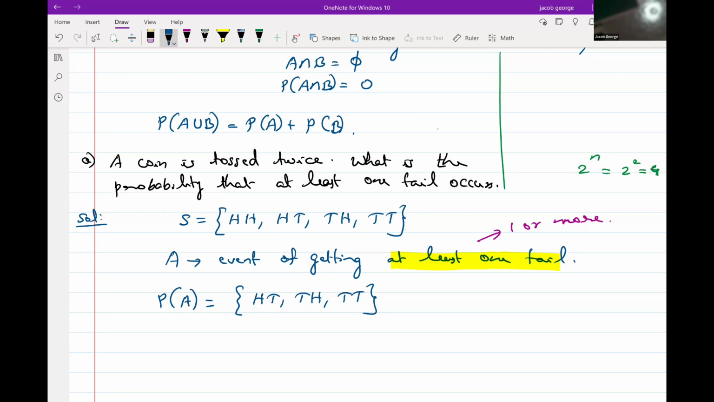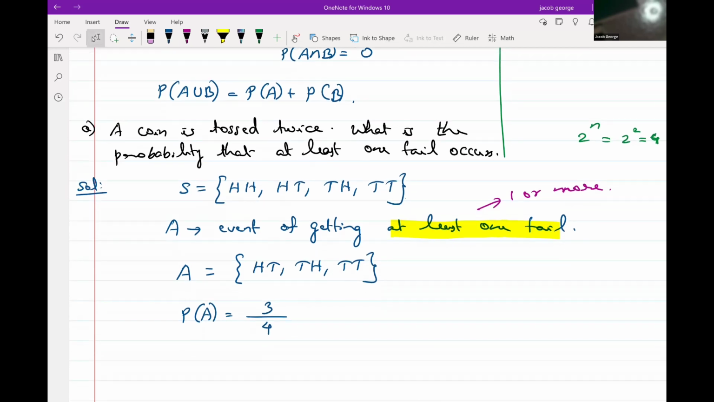Now, sorry, this is not P of A, instead A. We just listed out A here, and then we have to write P of A. In the next line, P of A is the number of elements in A, that is 3, by the number of elements in the sample space. So it is 3 by 4. Clear? Last year also you have studied these types of words, at least.